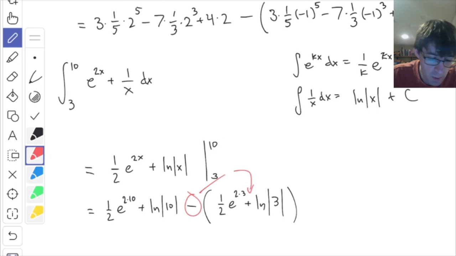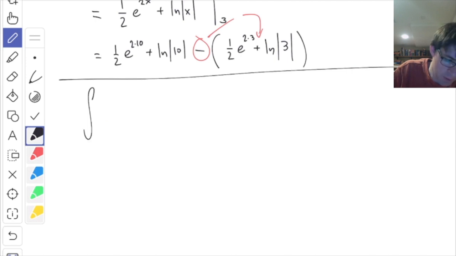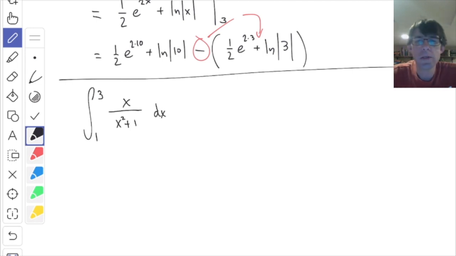This one's going to be quite a bit more difficult. Let's try the integral from 1 to 3 of x over x squared plus 1. All right. This one is quite a bit more difficult because it's a much weirder function on the inside of the integral sign there, and you cannot just easily find the antiderivative.